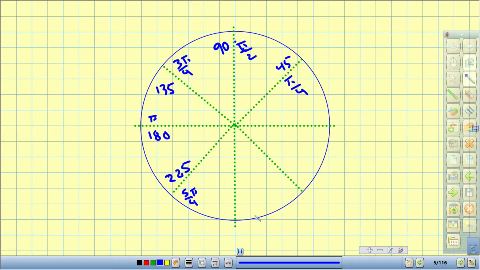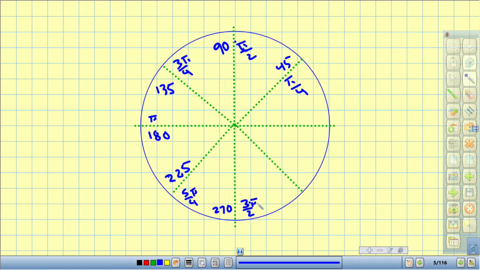And then you're going to add another 45 to that. That's going to give you 270, which is 6/4 of the pi. 6/4, you could simplify that to 3 over 2, right? 3 over 2 of the pi.